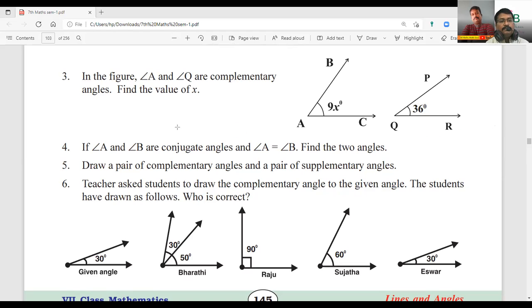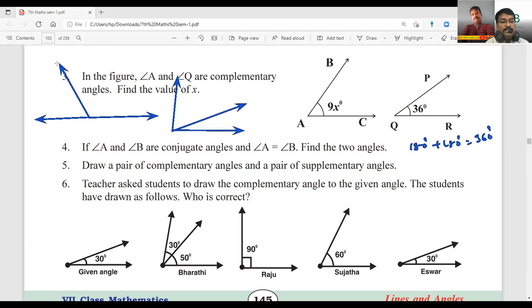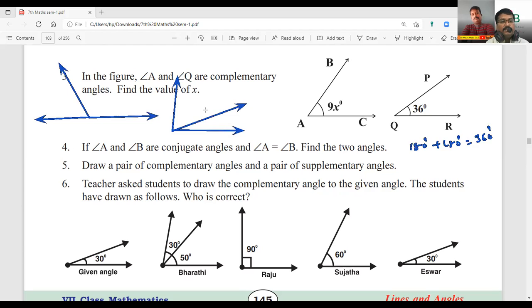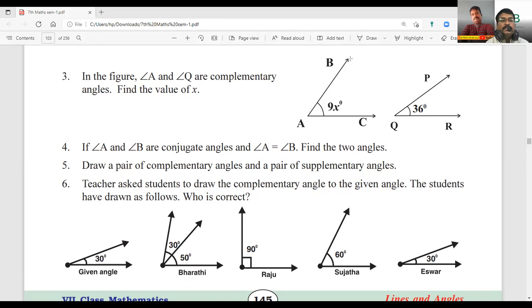Is this a complementary angle? Yes, this is a complementary angle. No doubt about that. Is this a supplementary angle? Yes, it is supplementary. You know very well, the supplementary angle sum is 180 degrees. Sorry, the complementary angle sum is 90 degrees. Am I right? Next. Like this, you can go on. Okay, clear all lines.